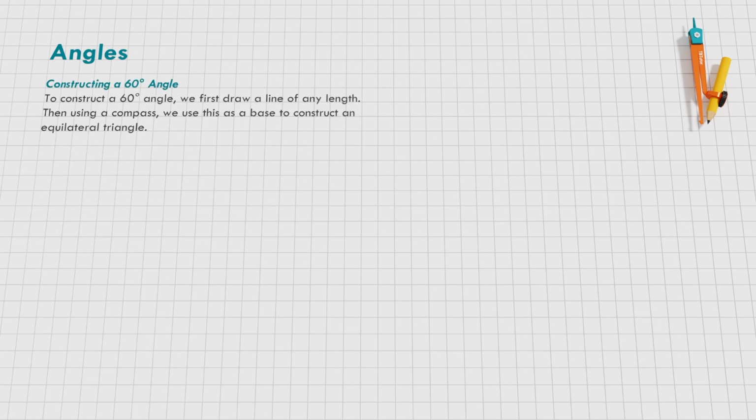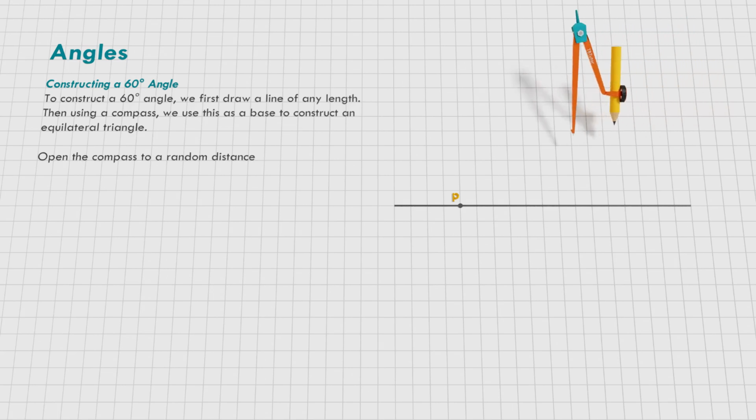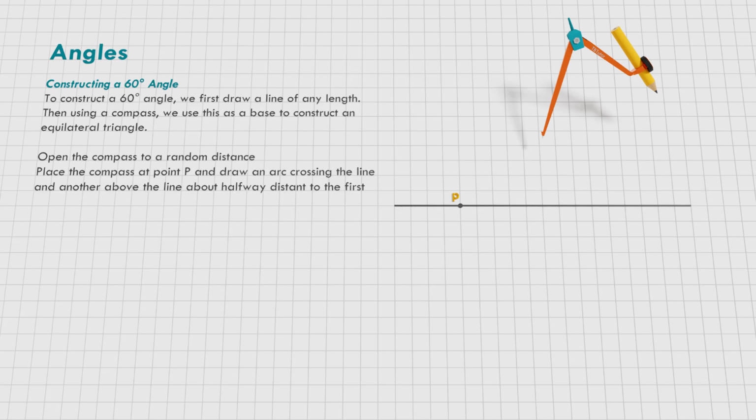To construct a 60-degree angle, we first draw a line of any length. Then, using a compass, we use this as a base to construct an equilateral triangle. Firstly, we open the compass to a random distance. Then, we place the compass at point P and draw an arc crossing the line and another above the line about halfway distant to the first.